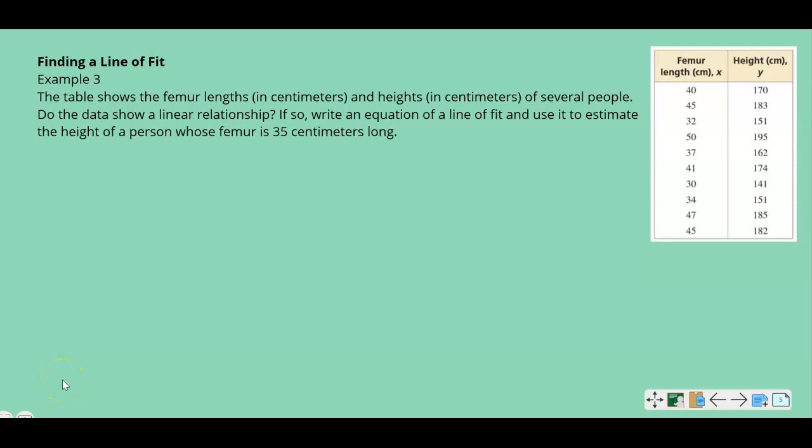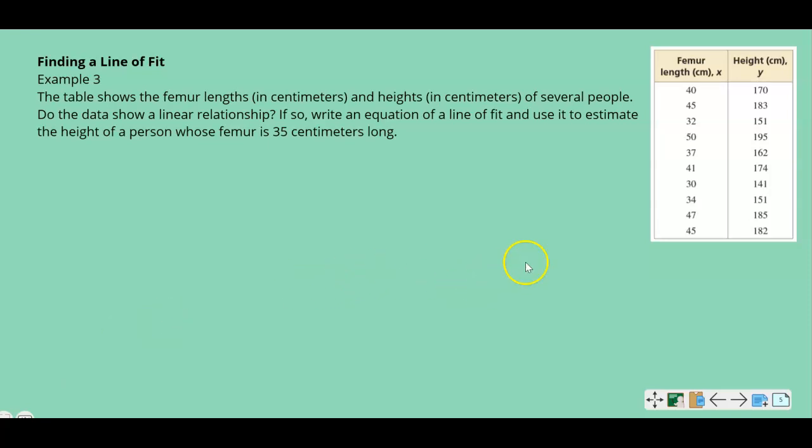All right, this is modeling with linear functions, part 2. So we're going to be looking at example 3, finding a line of fit. The table shows the femur lengths in centimeters and heights in centimeters of several people. Do the data show a linear relationship? If so, write an equation of a line of fit. Use it to estimate the height of a person whose femur is 35 centimeters long.